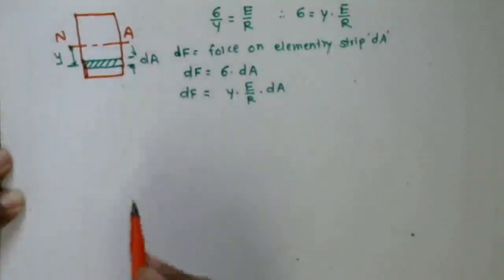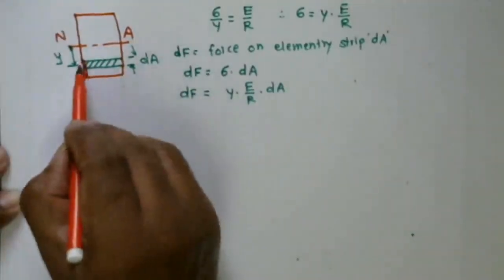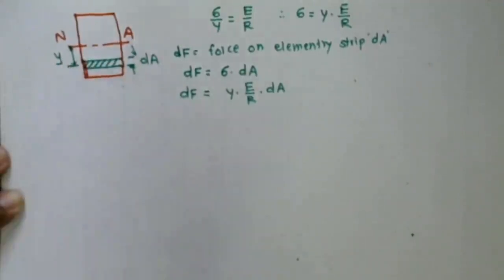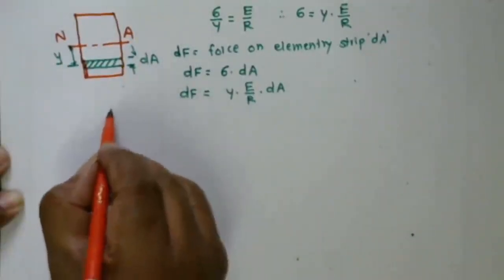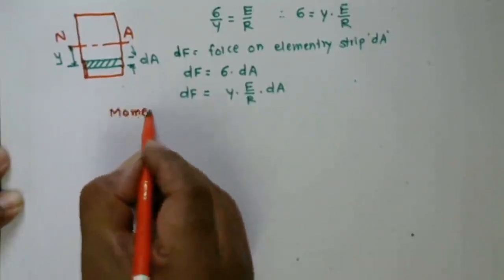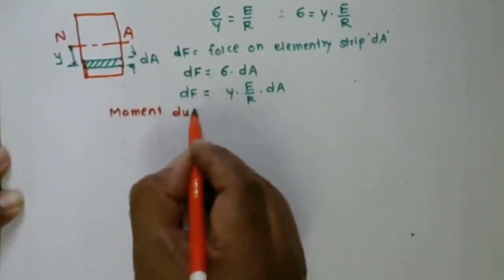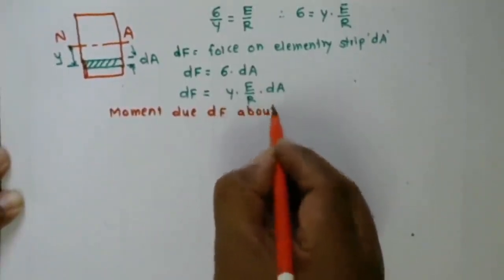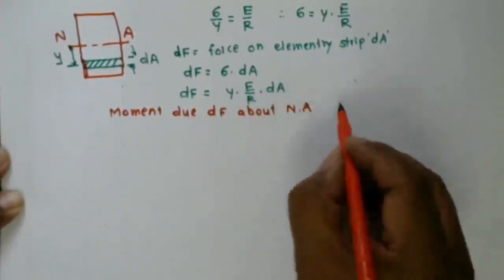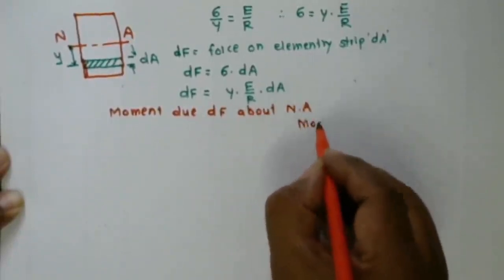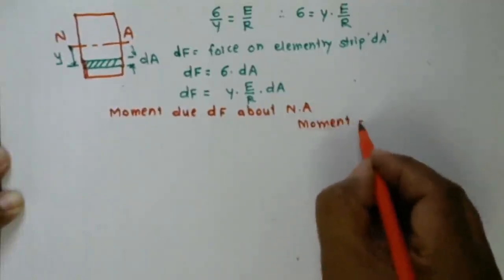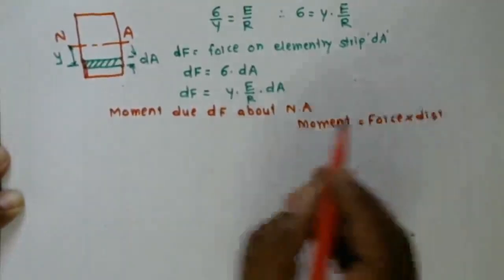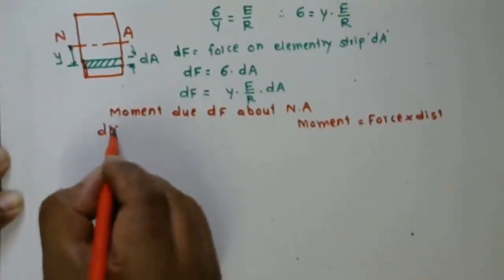Now we have to calculate the moments of the force dF about the neutral axis, because it is away from the neutral axis at a distance y. So we have to calculate the moment due to the dF force about neutral axis. So our basic equation, moment is equal to force into distance, that is our basic equation. So in that case, we are taking the moment, so we may say dM.